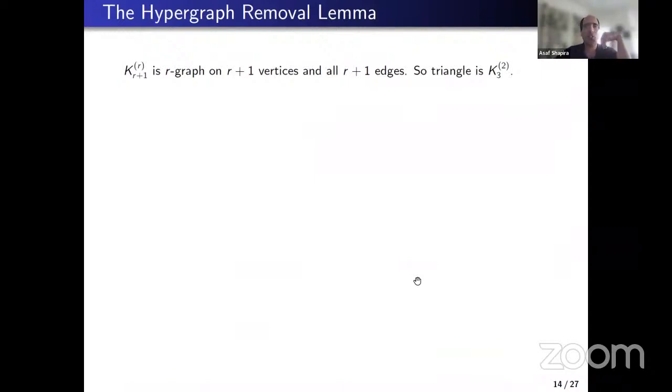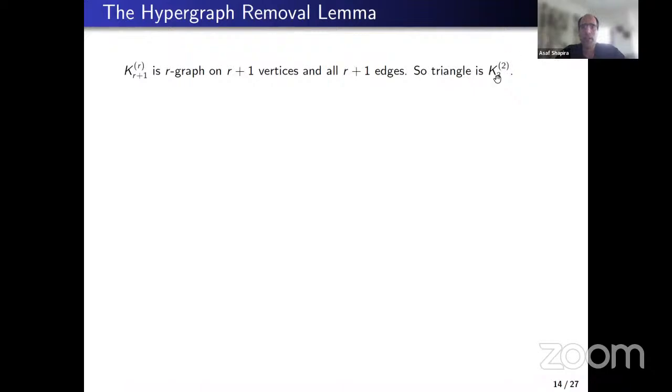So just another short definition is that I will denote by K_{r+1}^{(r)} the complete r-graph on r plus 1 vertices. So we take r plus 1 vertices and all possible edges of size r on these r plus 1 vertices.